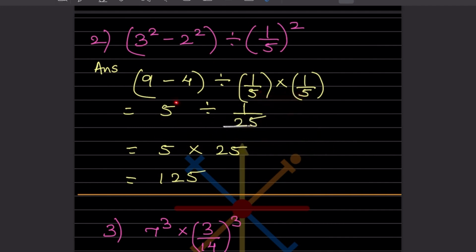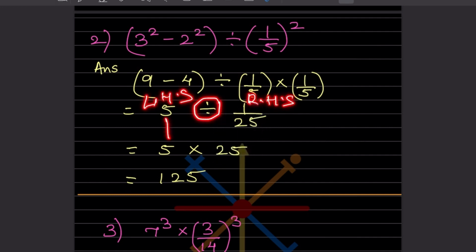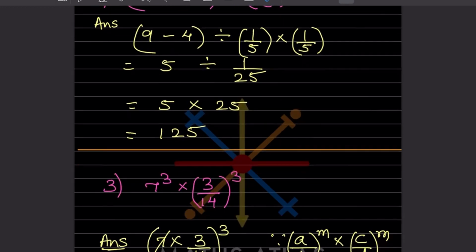And now look at here. Whenever you have such type of problem and there is a division, this is the left hand side and this is the right hand side. Whatever the number on the left hand side is going to be the same, but the division we have to multiply it. And since you have multiplied this, this becomes the reciprocal. Means 25 goes up and 1 will go in the denominator, but that one doesn't make any sense over here. So now 25 into 5 into 25, that is 125.